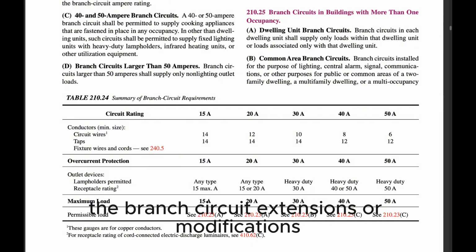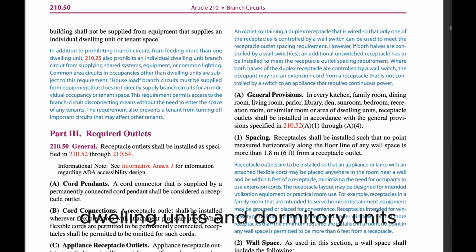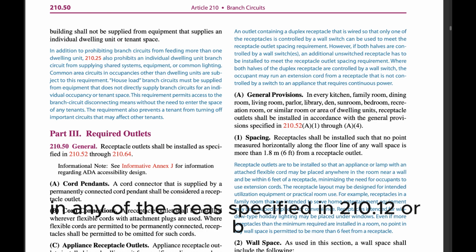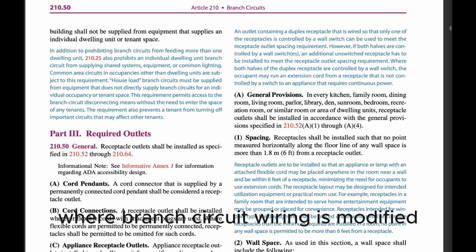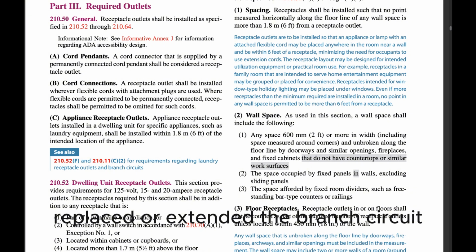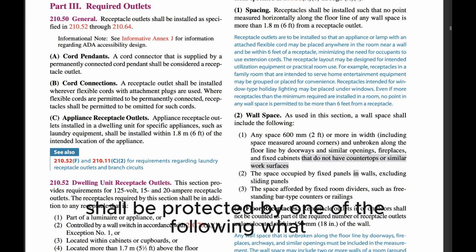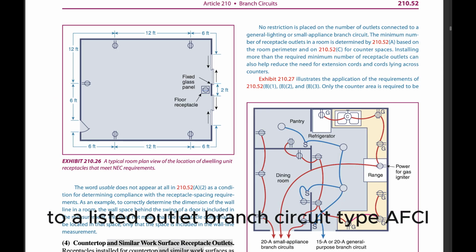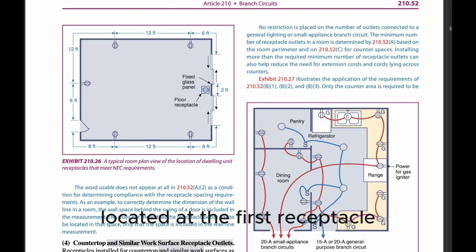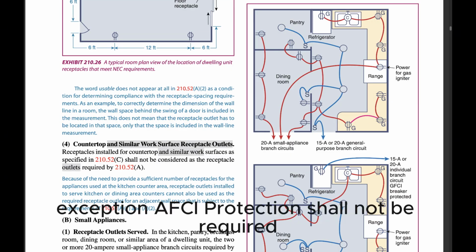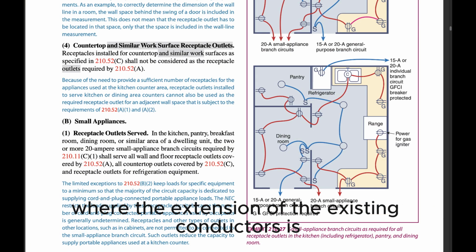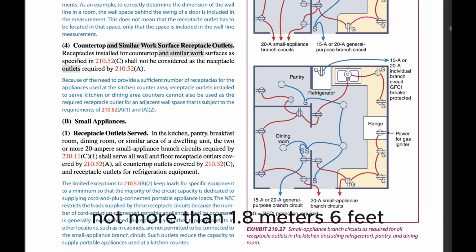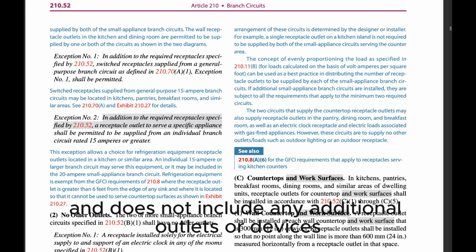D. Branch circuit extensions or modifications, dwelling units and dormitory units. In any of the areas specified in 210.12(A) or (B), where branch circuit wiring is modified, replaced, or extended, the branch circuit shall be protected by one of the following: 1. A listed combination type AFCI located at the origin of the branch circuit, or 2. A listed outlet branch circuit type AFCI located at the first receptacle outlet of the existing branch circuit. Exception: AFCI protection shall not be required where the extension of the existing conductors is not more than 1.8 meters (6 feet) and does not include any additional outlets or devices.